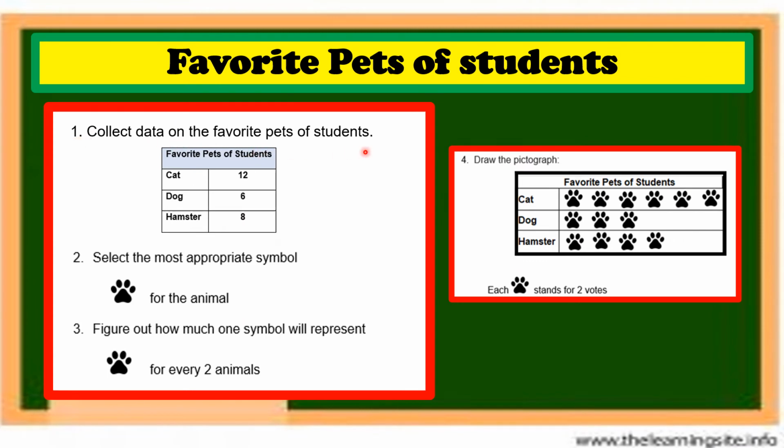Steps in making a pictograph. Collect data on the favorite pets of students. This is our data. Number 2, select the most appropriate symbol. We use the symbol as the number of animals. Number 3, figure out how much one symbol will represent. One symbol will represent 2 animals. Number 4, draw the pictograph. This is our pictograph. And the last, do not forget to write the legend. So, one symbol stands for 2 books.